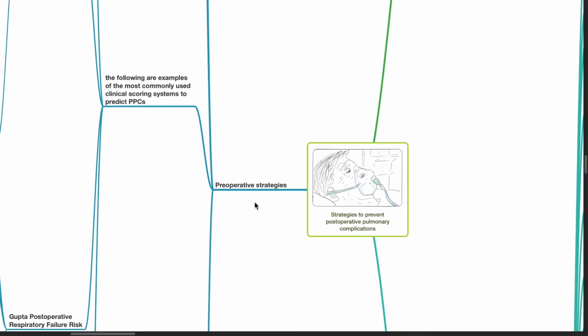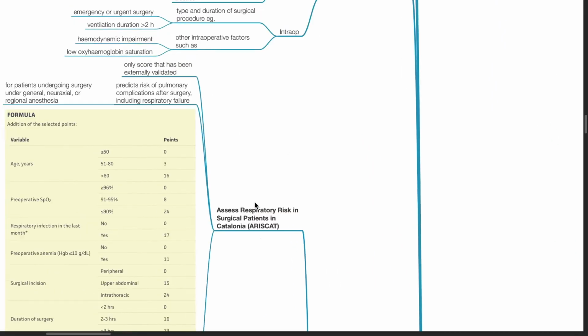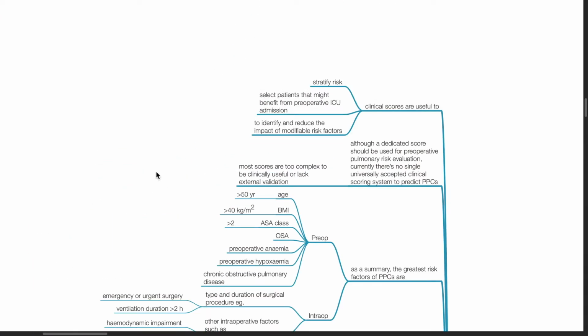Preoperative strategies. Clinical scores are useful to stratify risk, select patients that might benefit from preoperative ICU admission, and to identify and reduce the impact of modifiable risk factors. Although a dedicated score should be used for preoperative pulmonary risk evaluation, currently there's no single universally accepted clinical scoring system to predict PPCs. Most scores are too complex to be clinically useful or lack external validation.